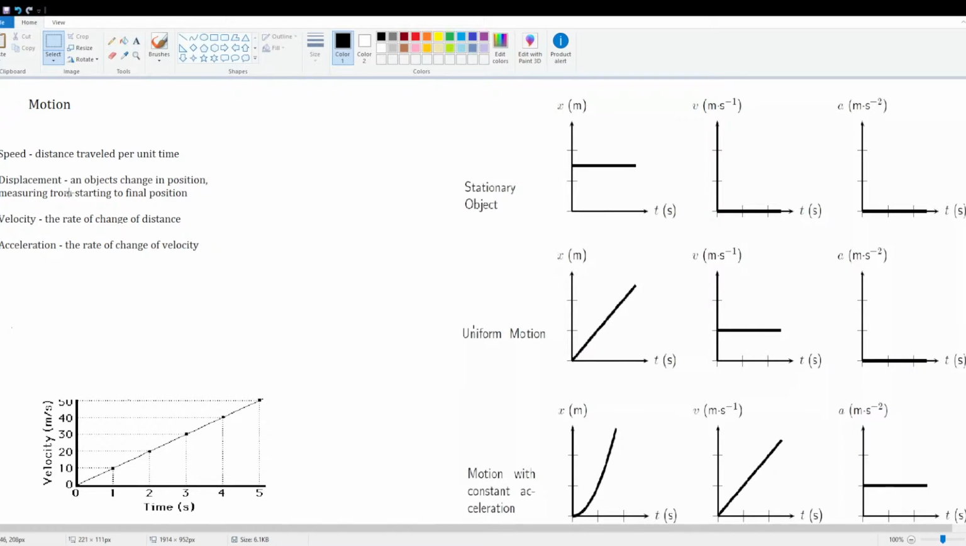We have the definition here. It's an object's change in position, measuring from starting to final position. Now, if you haven't really caught on yet, like speed and velocity, displacement has a relationship with distance. Distance being the scalar, displacement being the vector. So let's make an example here, just an example problem.